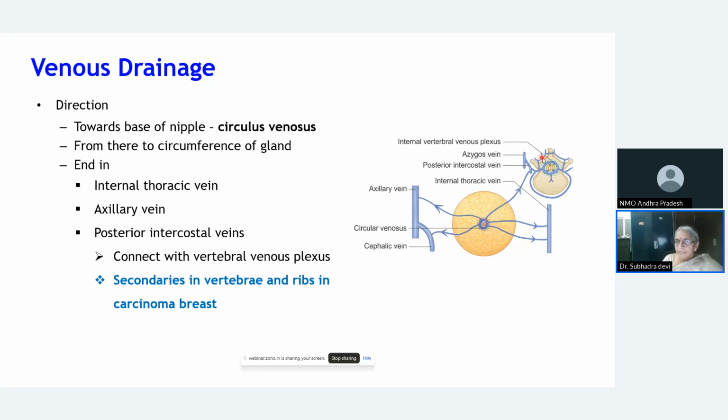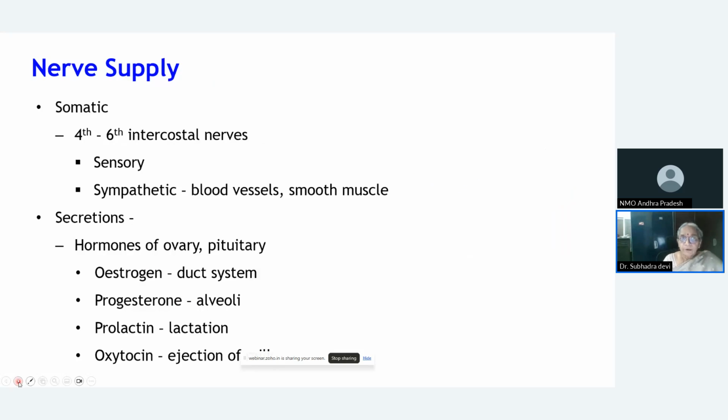From there, to the circumference of the gland, the veins will drain, and then they will be draining into the internal thoracic vein, then the axillary vein you are seeing, then the posterior intercostal veins. This posterior intercostal vein is connected to the vertebral venous plexus. That's why there will be secondaries in the vertebrae and ribs in carcinoma of the breast. If they ask a question like this, this is the explanation you have to give for that question. Then what are the nerves? Intercostal nerves. Then sympathetic and sensory both will be there. Secretions can be, what are the secretions?